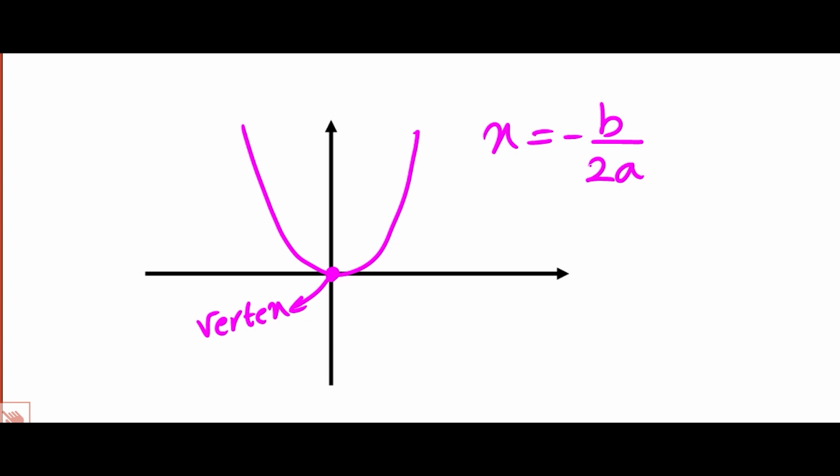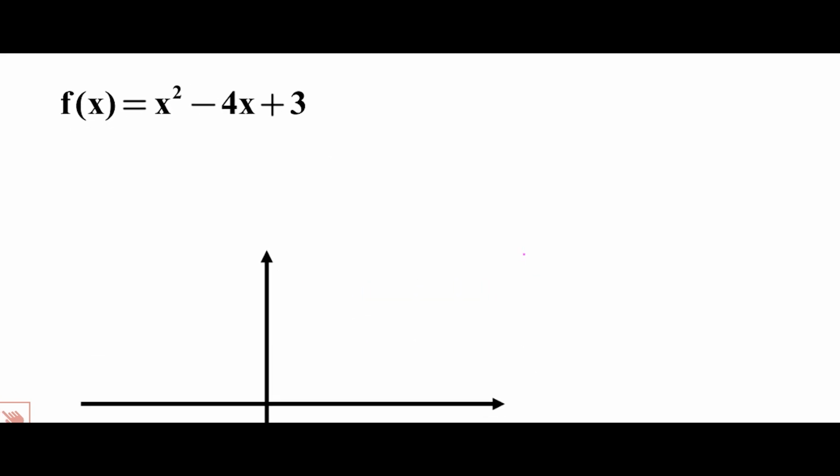The x-coordinate of the vertex can be found using this formula: x = -b/2a. After finding the value of x, we substitute it into the function to find the y-coordinate. Let's look at an example. Suppose f(x) = x² - 4x + 3. Here, a is 1, b is -4, and c is 3.